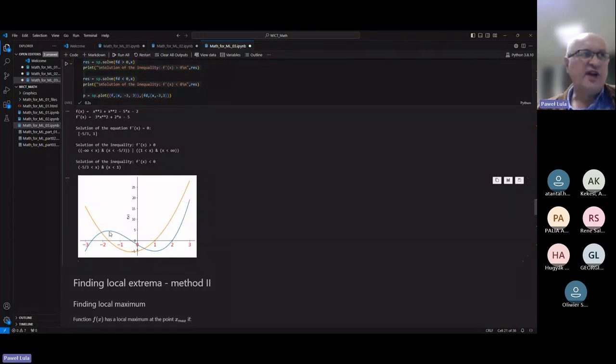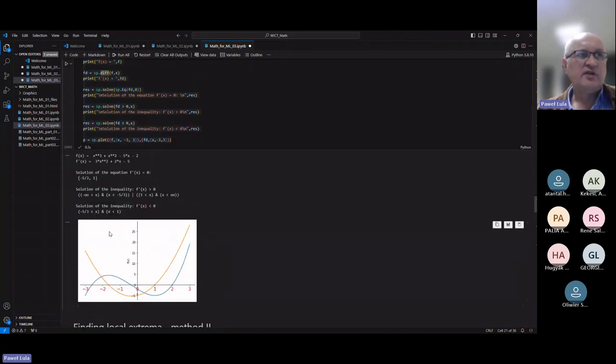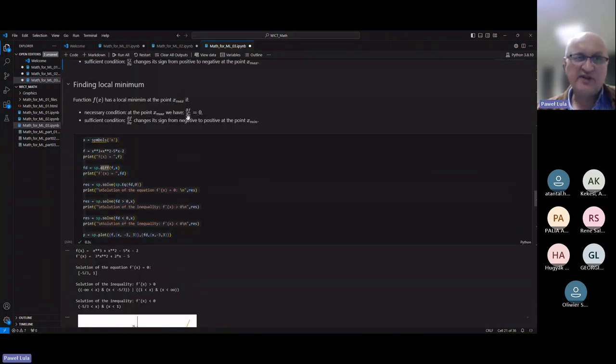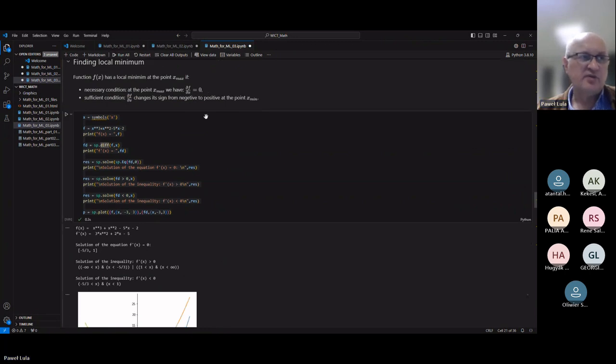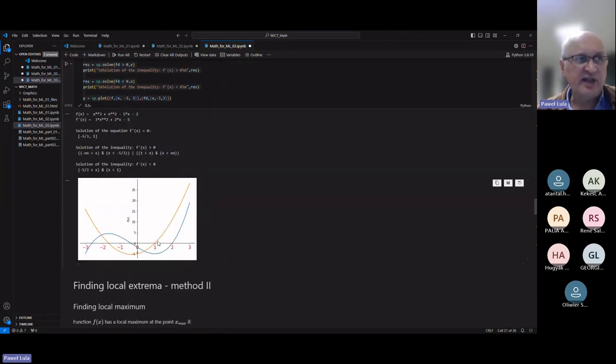How to calculate it? First, we should solve this equation. The first derivative is equal to 0. The first derivative is represented by this yellow line. We should solve the equation first derivative equal to 0. It means that I'm going to find zero points of the first derivative. I'm going to find points in which the first derivative crosses the x axis.